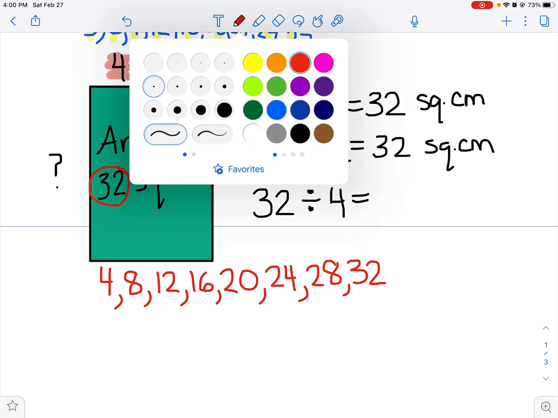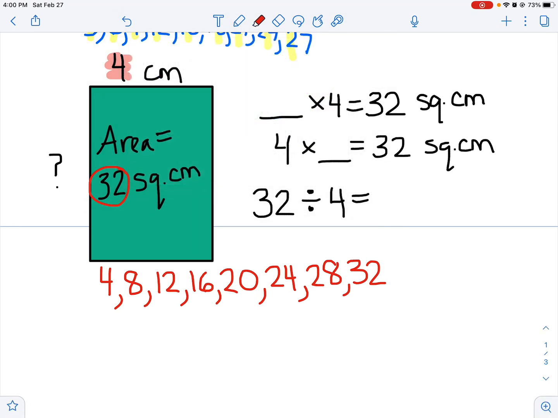And I'm going to see how many times I skip counted by 4s. 1, 2, 3, 4, 5, 6, 7, 8. So I've skip counted by 4s 8 times. So I know that this missing side length must be 8 centimeters.